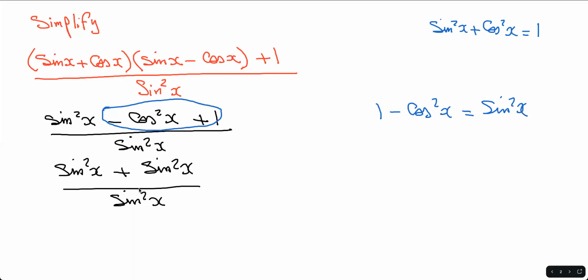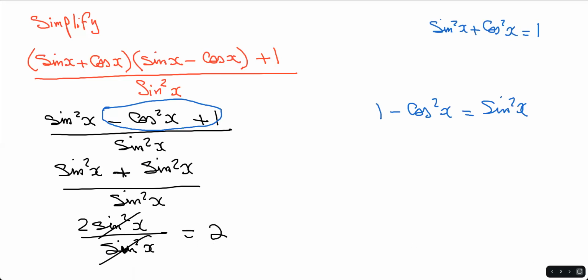And we know we cannot cancel one sine squared x with a sine squared x. We cannot do that because of the plus sign right here. But this will give me 2 sine squared x, adding these two over sine squared x. Okay. And now you could cancel the sine squared x with the sine squared x, and that will give you the final answer of 2. So all of this simplifies to just 2.